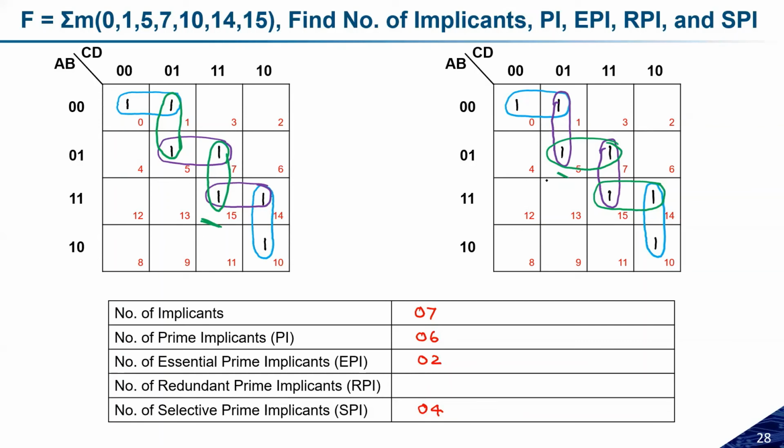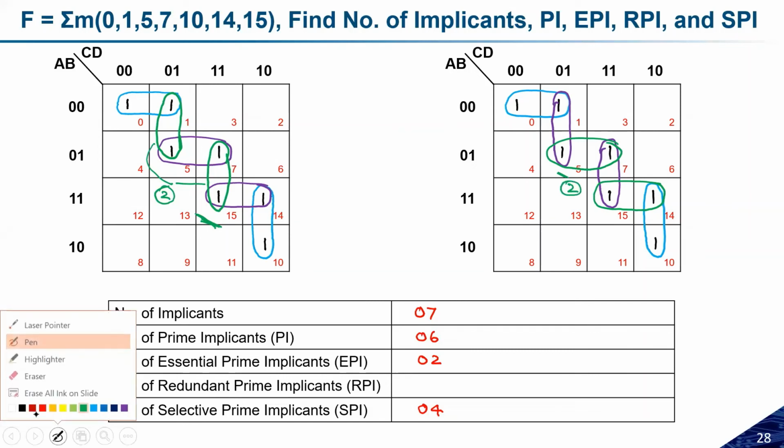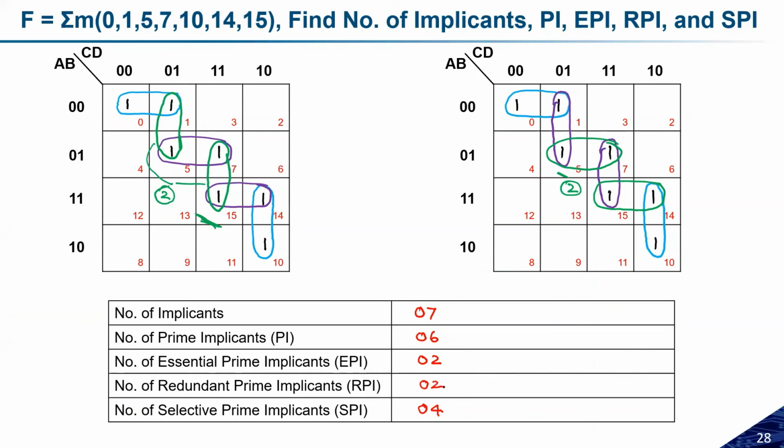But if I'm talking about a redundant one, redundant will be considered after considering the selective one. Once we have considered the selective one, these green portions become the redundant ones. In the first figure I have 2 redundant ones, and in the second one also I have 2 redundant ones. So the redundant prime implicant count will be 2. Do you have any doubt on any of the points? If anyone has any doubt on this, you can ask the question.